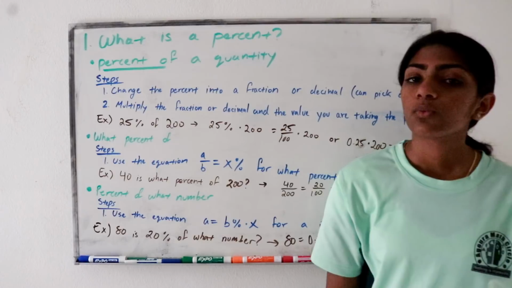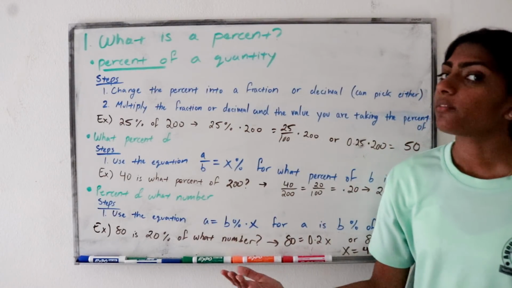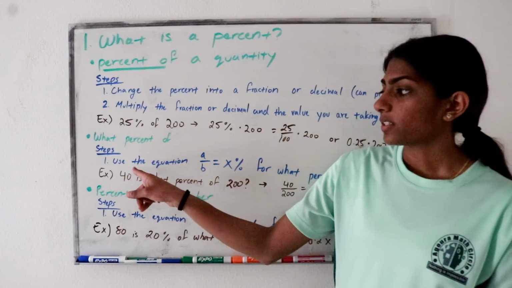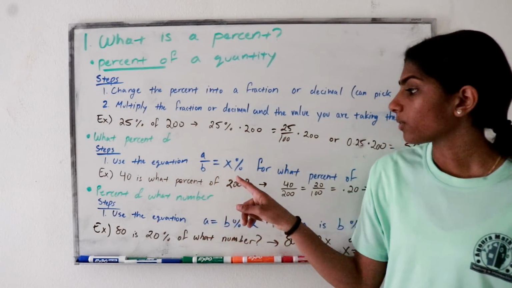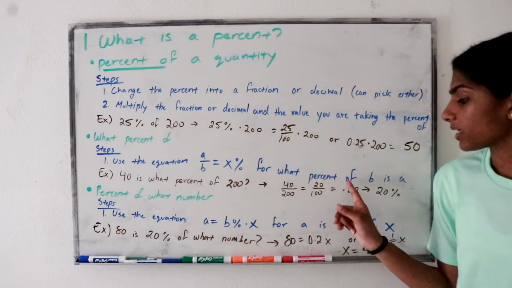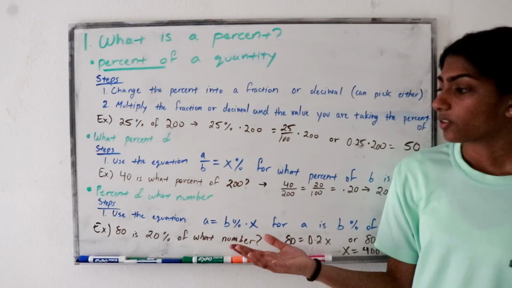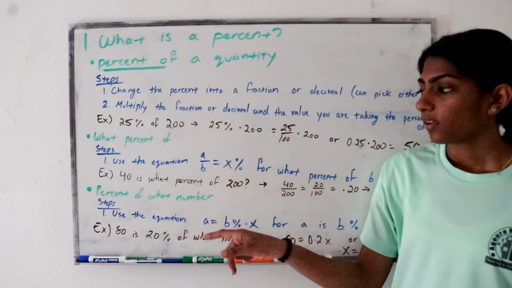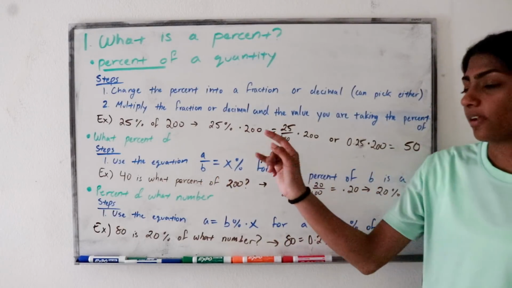The next type of question is "what percent of?" For this, they're going to say this number is what percent of this number. There's only one step: you're going to use an equation. The equation is A over B equals X percent, for what percent of B is A. When it says what percent, that means we don't know the percent, so we assign the variable X. And then what percent of B, B goes on the bottom, is A goes on top.